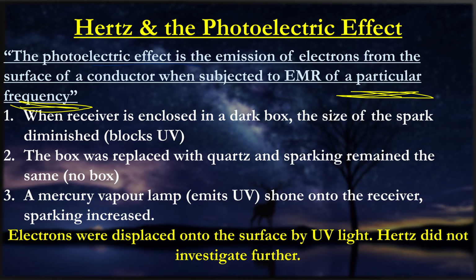When the receiver is enclosed in a dark box, the spark would diminish because it blocks off UV light. The box was replaced with quartz and sparking remained the same. And a mercury vapor lamp, that's usually a good emitter of UV light, increased the level of sparking.